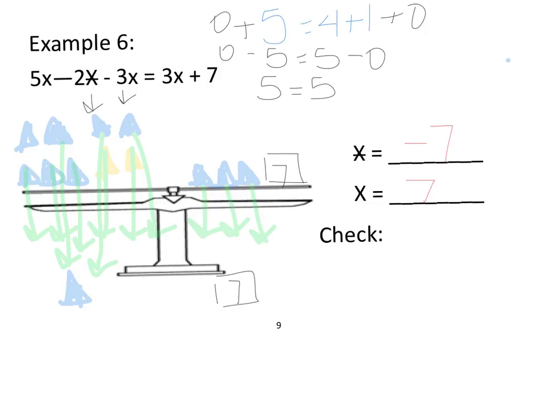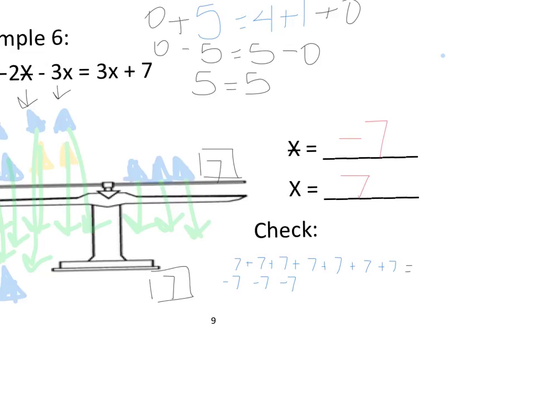We start with our 5 x's. We know x to be 7, so we have 7 plus 7 plus 7 plus 7 plus 7. And then we added those 0 pairs, which gave us those other 2 that we added. So we have plus 7 plus 7. And then we took away 3 of them. Minus 7, minus 7, minus 7. And then on the other side, we have 3 x's, 1, 2, 3. And then we have our constant of 7.